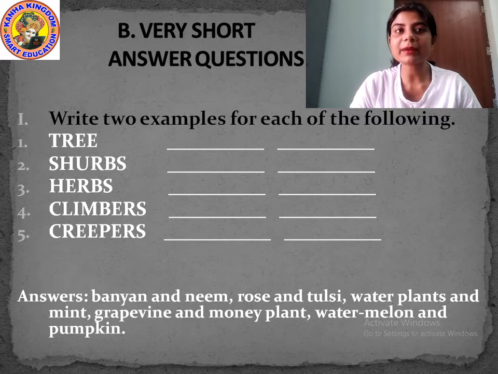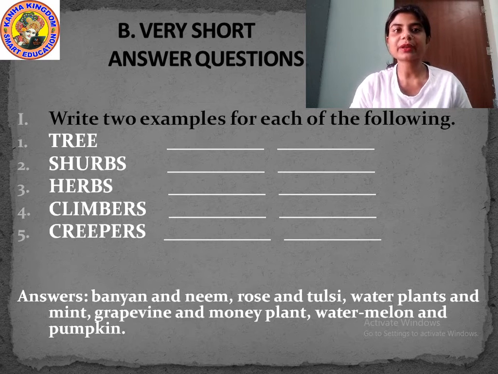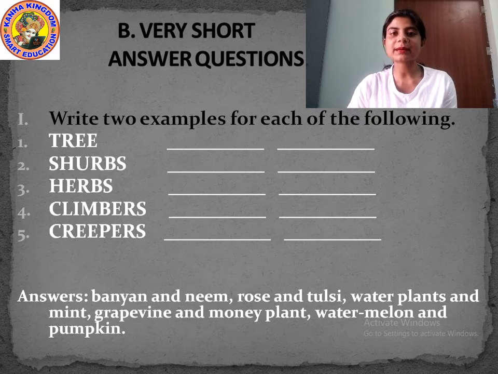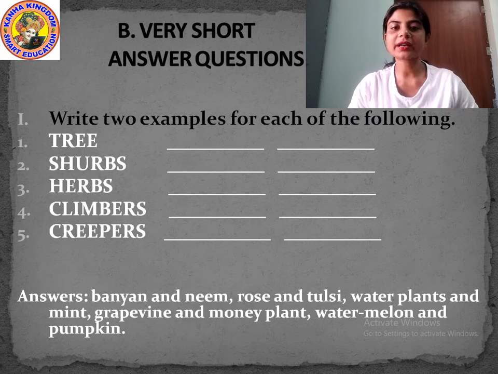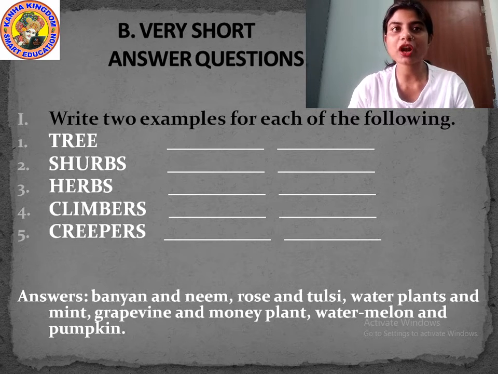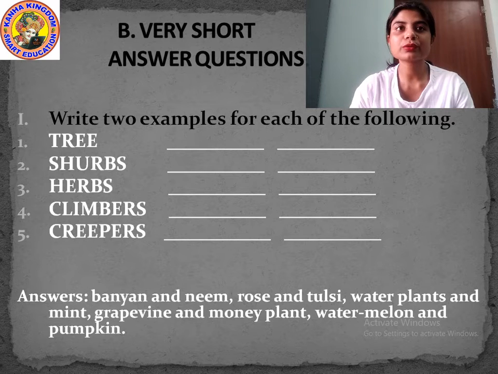Tree you can write banyan tree, B-A-N-Y-A-N, banyan tree. And then you can write neem tree, that is N-E-E-M, neem, T-R-E-E, tree, neem tree. Okay. Then number 2 is shrubs, S-H-R-U-B-S, shrubs. Name any two shrub, that is rose and tulsi, R-O-S-E, rose, T-U-L-S-I, tulsi. Okay, these are the two examples of shrub plant.